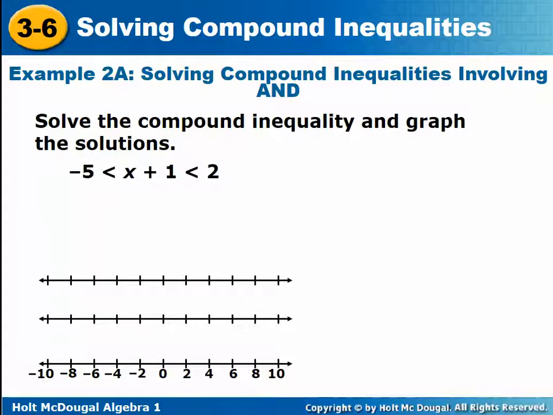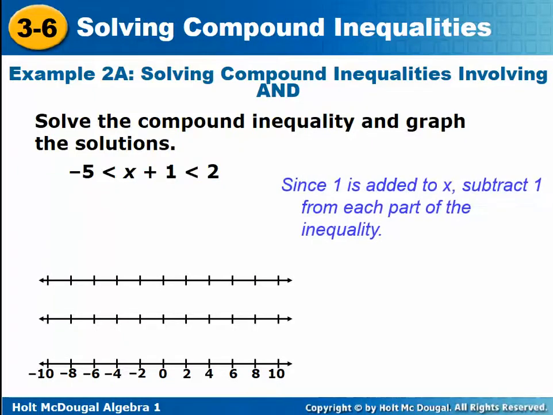So here's an example. We have -5 is less than x plus 1 is less than 2. Now this is not just x in the middle. We have to solve. x is not by itself yet. You cannot graph until x gets by itself. So here's how we solve it. There's two ways.